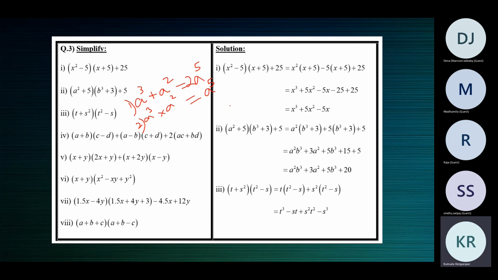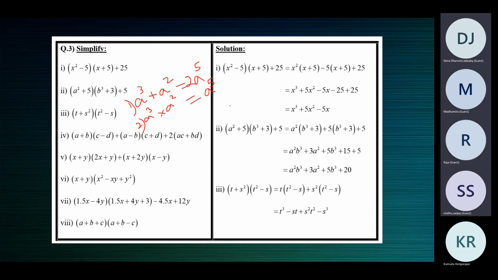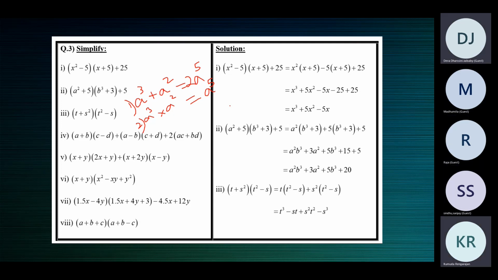Now tell me the answer for the first one. A cube and a square, are they like terms? No, ma'am. Then can you add or subtract them? No, ma'am. The answer is the same thing: a cube plus a square, because it cannot be simplified further. A cube minus a square is also the same thing. They are not like terms. A doesn't mean that they are like terms. This is a to the power 3.